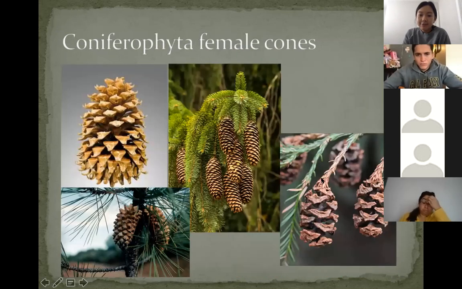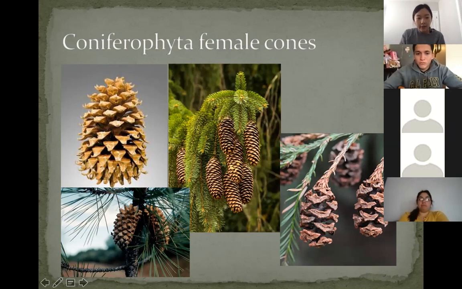These are some examples of female cones right here. These 2 species right here on the far left are the 2 that I study. Right here on the top is the coulter pine, Pinus coulteri, also known as the widowmaker. These cones can get huge, and the reason why they're called the widowmaker is because they have these really sharp talons at the end of their scales, and if a cone were to land on your head, you'd basically be dead. So that's why they're called widowmakers. They're ginormous, and they can get pretty heavy as well.